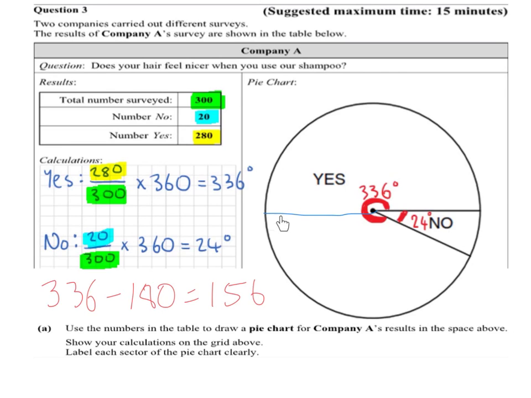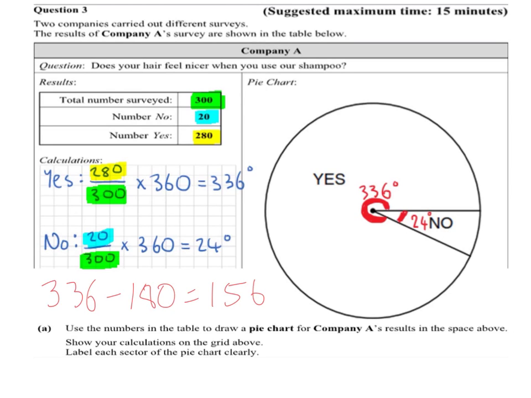And then it would be a good idea to rub out this extra line that was added in to help us draw out the angle. But do not rub out any of your calculations, because you're specifically told to show your calculations on the grid.